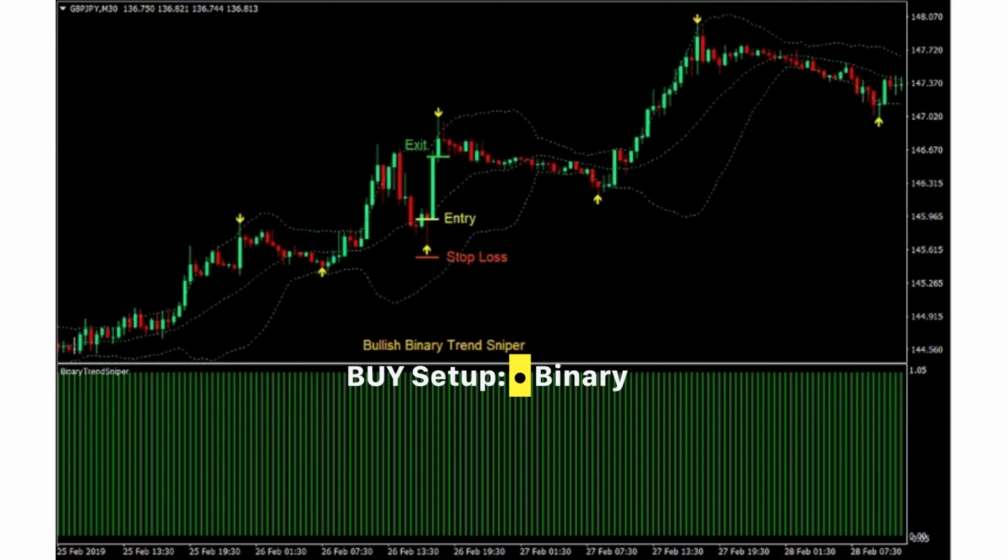Buy setup. Binary Trend Sniper shows green, bullish bias. Price shows rejection at the mid or lower Bollinger Band line, or lower outer band. BB Alert Arrows gives an up arrow signal. The candlestick that aligns with the arrow should be a high probability pattern like a bullish pin bar or engulfing. Enter buy on the next candle after confirmation.